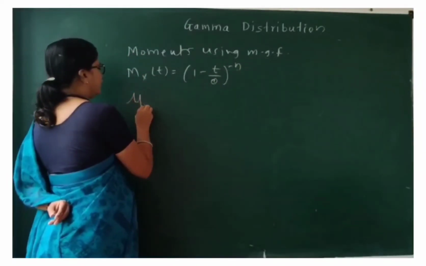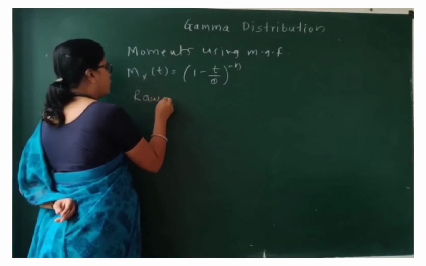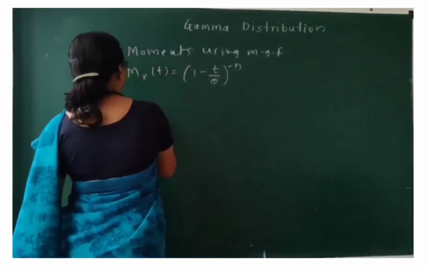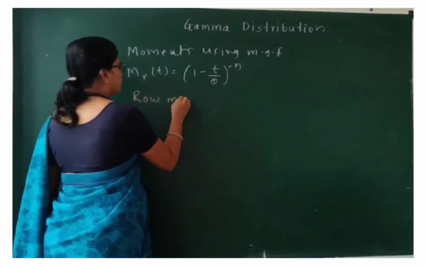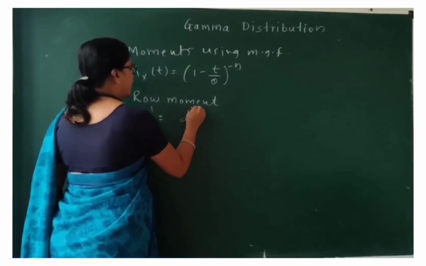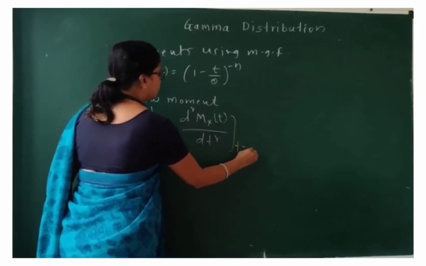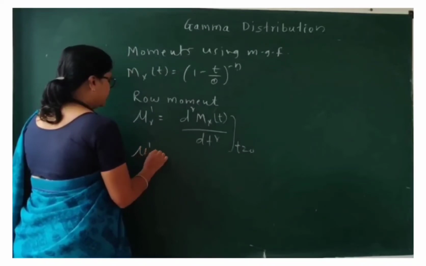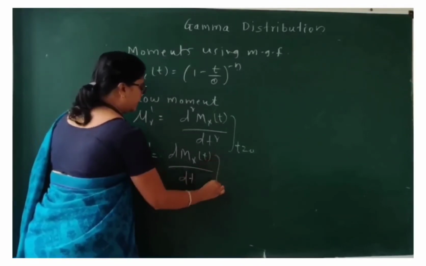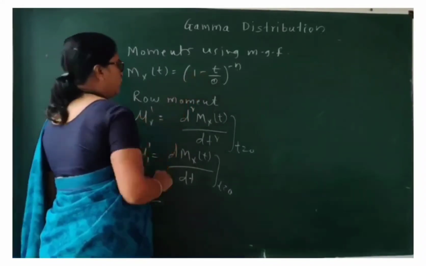So the formula for raw moment, let me write over here, raw moment. So the formula for a raw moment is mu r dash is equal to the rth derivative of MGF with respect to t, and we can put the value of t as 0 over here. So mu1 dash is the first derivative of MGF with respect to t, and we can put the value of t as 0 over here. So we can have the derivative of this with respect to t.